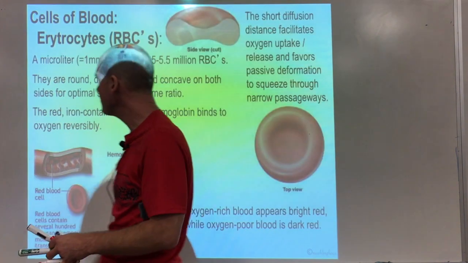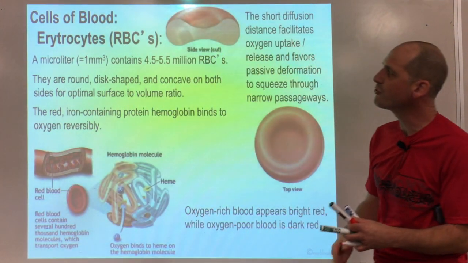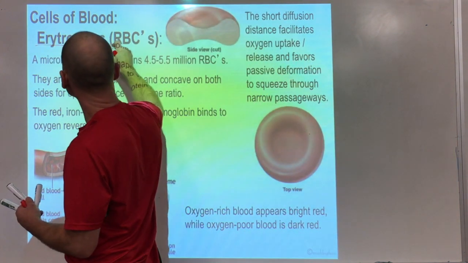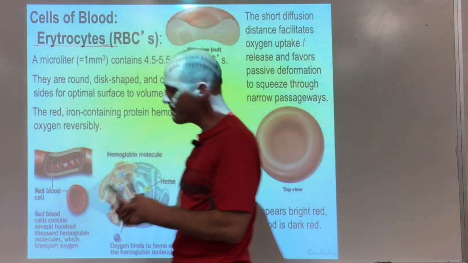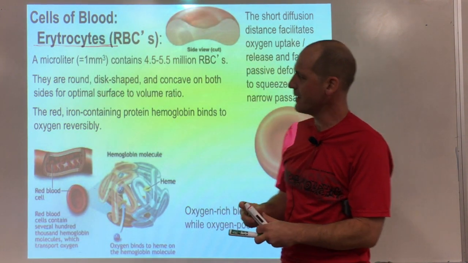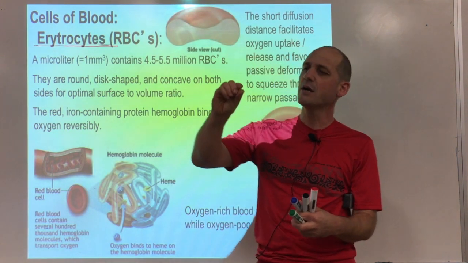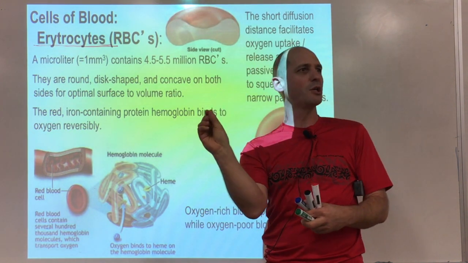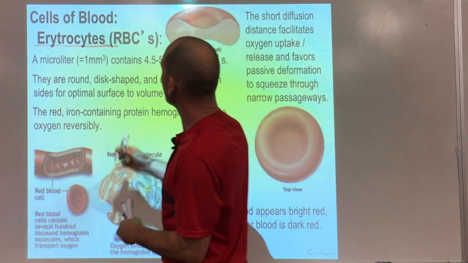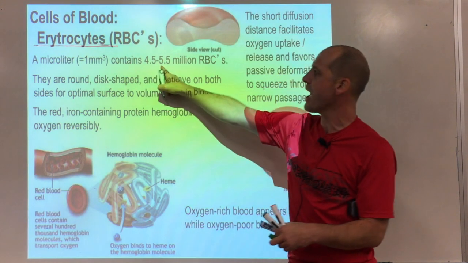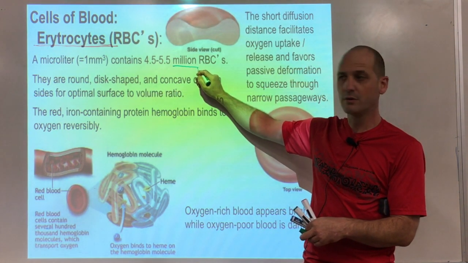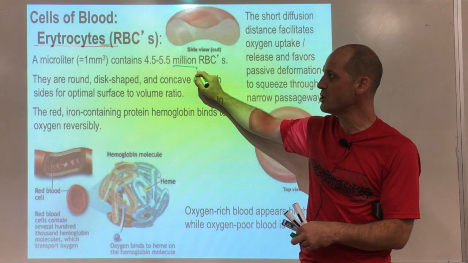Now let's go to the red blood cells, the erythrocytes, if you want to use the technical terminology. Erythrocyte. A microliter is like nothing. It's like a millimeter by a millimeter by a millimeter. It's a very small cube. Don't allow it in Las Vegas. So the microliter contains about 4.5 to 5.5 million red blood cells. So that's a lot of cells all in one little cube.